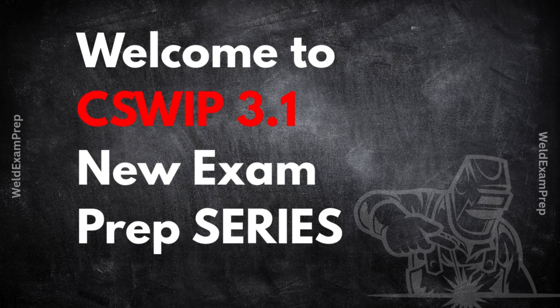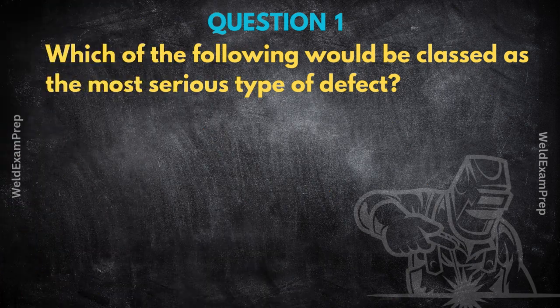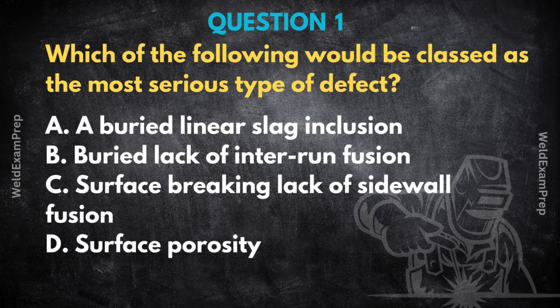All right, first question up. Picture this. Which of the following would be classed as the most serious type of defect? Okay. And your options are A, a buried linear slag inclusion, B, buried lack of inter-run fusion, C, surface breaking lack of sidewall fusion, or D, surface porosity. So take a second. Think about those. Which one jumps out as the biggest red flag?